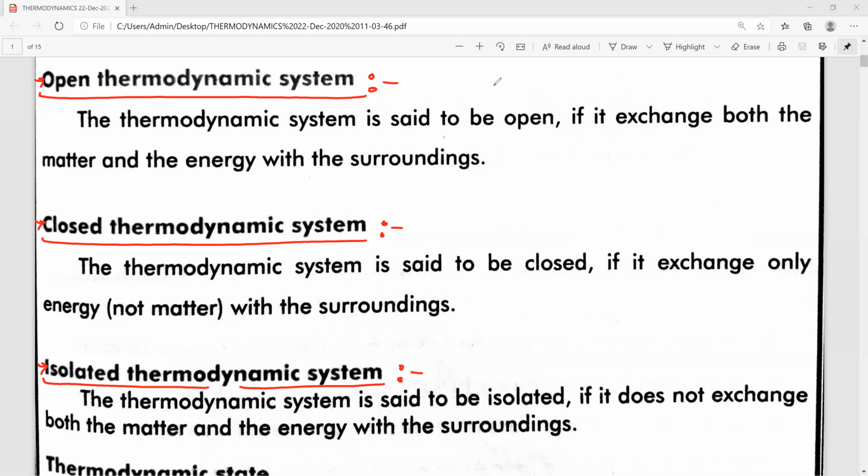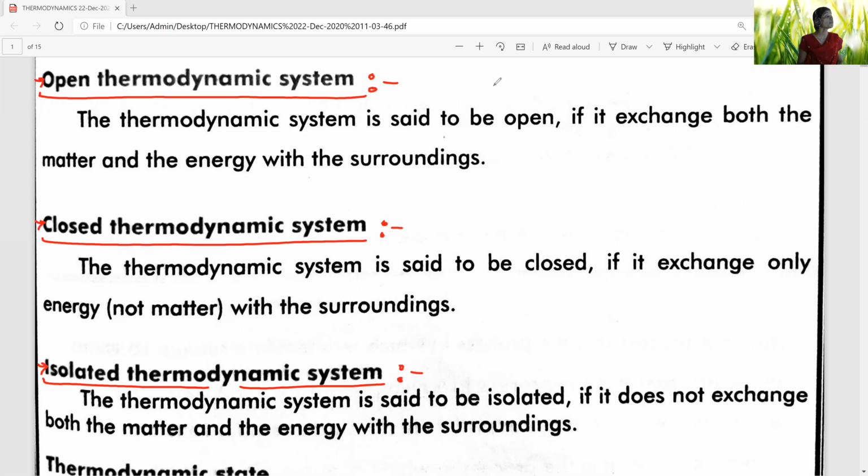A thermodynamic system is said to be open if it exchanges both matter and energy with the surroundings. That is what we call an open thermodynamic system. Similarly, a thermodynamic system is said to be closed if it exchanges only energy but not matter with the surroundings. That is called a closed thermodynamic system.